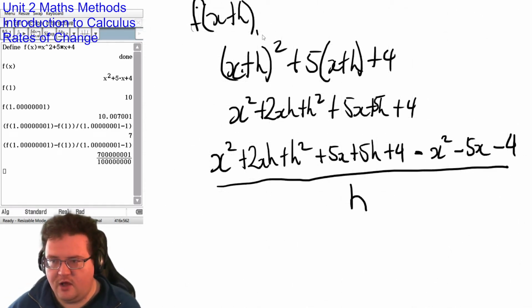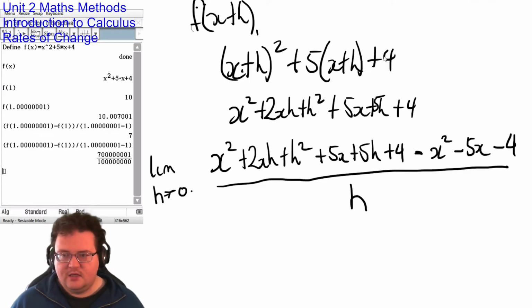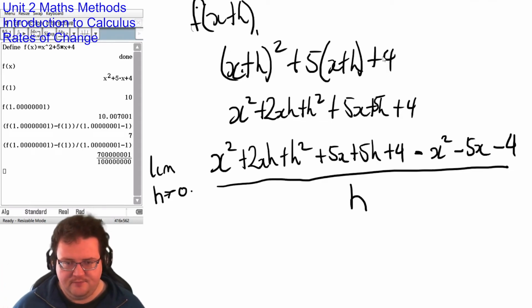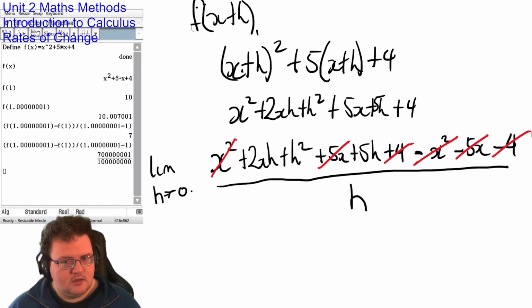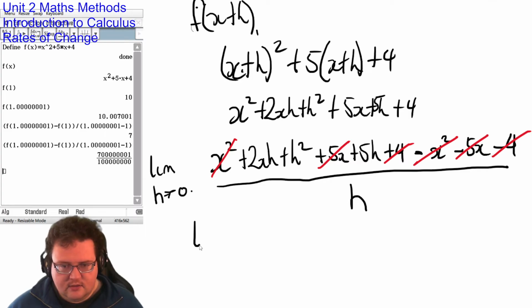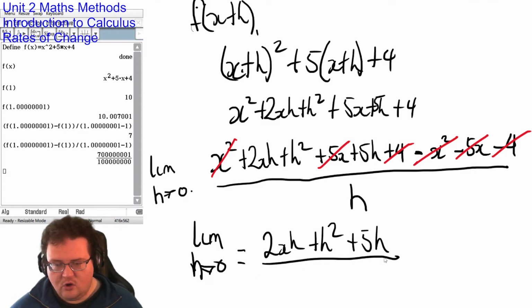And I still have my lim h approaches 0 in there. So now what I can do is go through and cancel out everything that can be cancelled out. I've got an x squared and minusing an x squared. I've got a plus 5x and a minus 5x. I've got a plus 4 and a minus 4. So now what am I left with? I've got lim h approaches 0, 2xh plus h squared plus 5h, all divided by h.